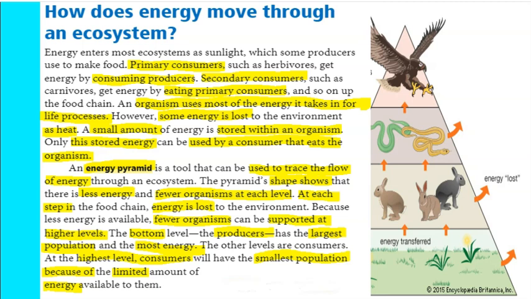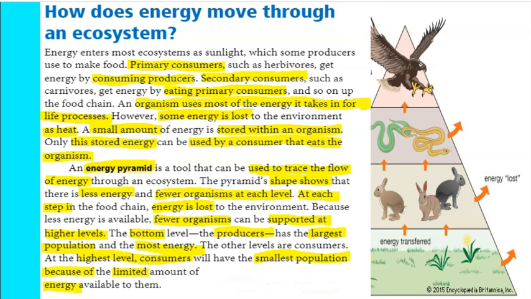Energy pyramid is used to trace the flow of energy. The shape shows less energy, right, as you go up. That's why it's shown as a pyramid. You've got a wide base where all the producer energy is, and it gets narrower and narrower as you go to that top level consumer.